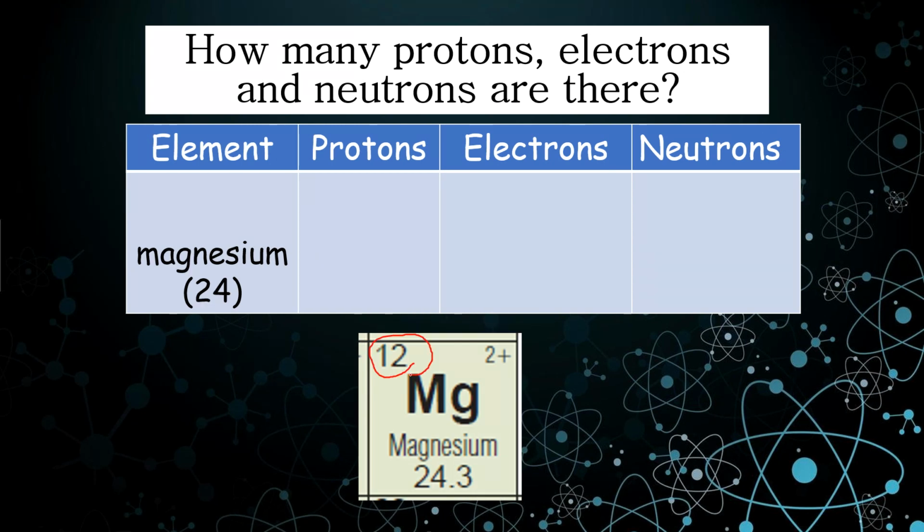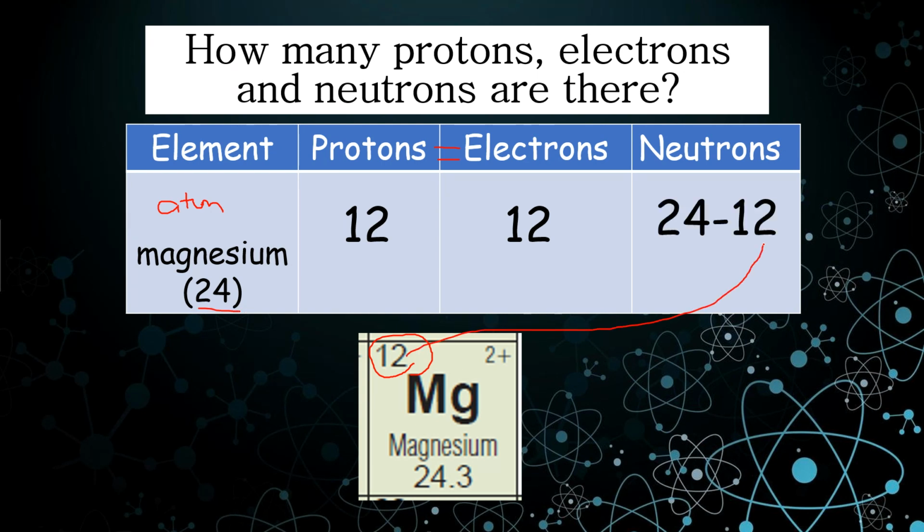How about magnesium? Number of protons comes from my atomic number, which is 12. My number of electrons, it doesn't tell me ion, so therefore I know that it is an atom. In an atom, my protons equal my electrons, which means I have 12 electrons. My neutrons come from this beautiful rounded number, 24 minus 12. The 12, once again, comes from here. Okay, and 24 minus 12 is 12.